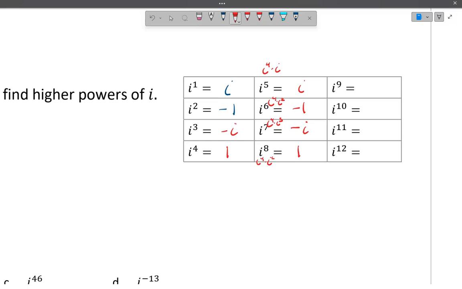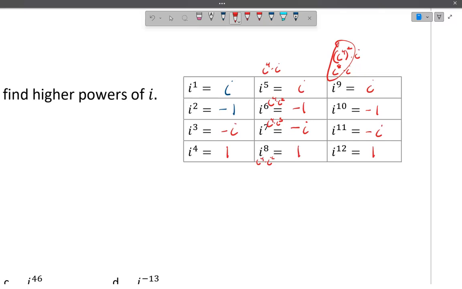i to the ninth is i to the eighth, which we can think of as i to the fourth 2 times, and then multiplied by an extra i. Well, the first part just equals 1. Anytime my exponent is a multiple of 4, it's going to equal 1. So then I have i, and following that same pattern, we end up with those same 4 solutions.